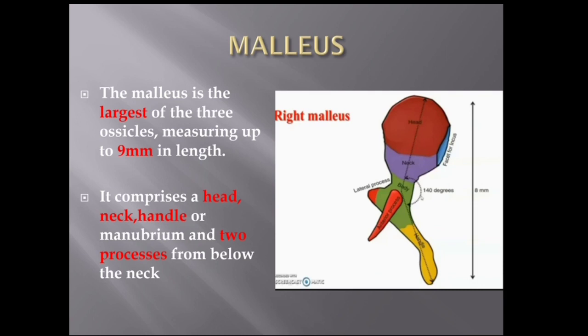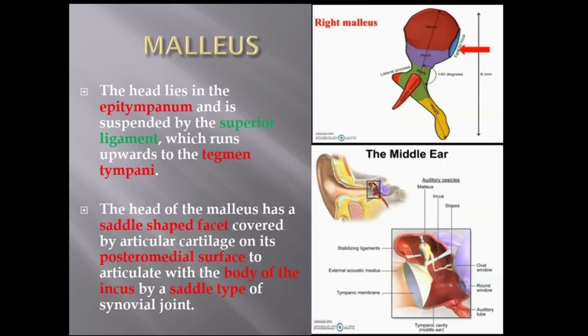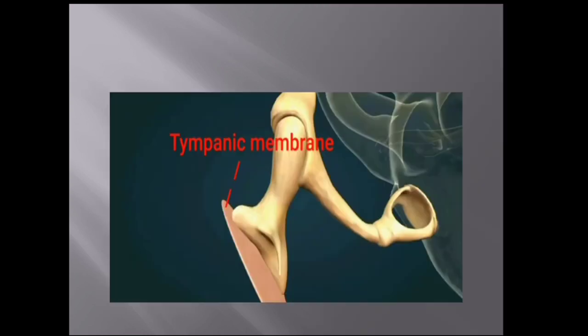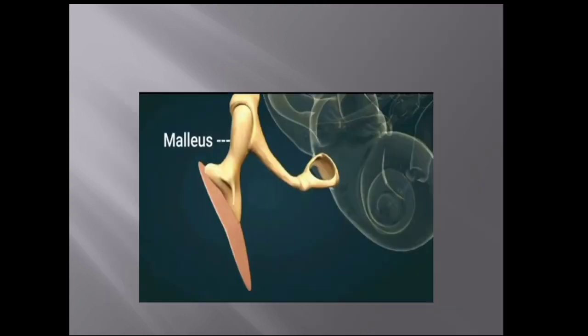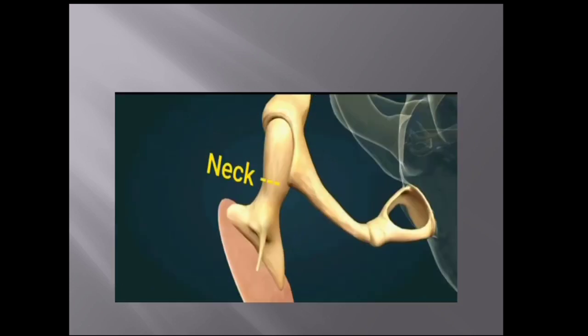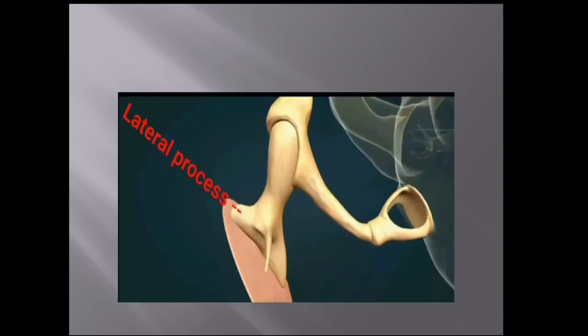Malleus, the largest of the 3 ossicles, measuring up to 9 mm in length, comprises the head, neck, handle, anterior process, and lateral process. The head lies in the epitympanum, surrounded by the superior ligament which runs upward to the tegmen tympani. The head of the malleus has a saddle-shaped facet covered by articular cartilage on its posterior medial surface to articulate with the body of the incus by a saddle type of synovial joint. This is the malleus, the neck part of the malleus, and the lateral process.